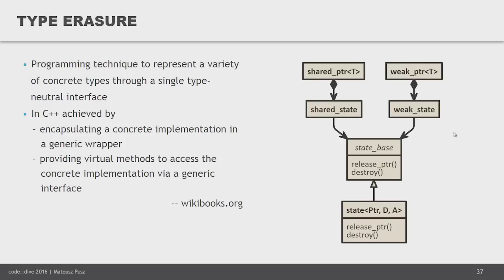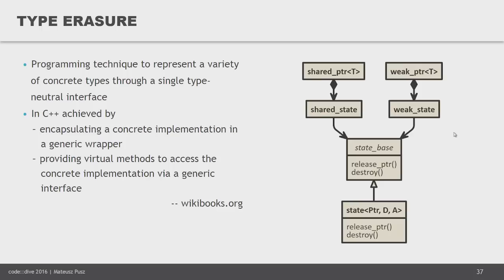here, it's type erased. There's no T inside. It doesn't know what it stores. It knows only what can be done on the things that are being stored. So it can either release a pointer or destroy the state. And then you inherit classes from it, like this templatized state with pointer, deleter, allocator, and implement specific release pointer and the destroy function that will work with them.